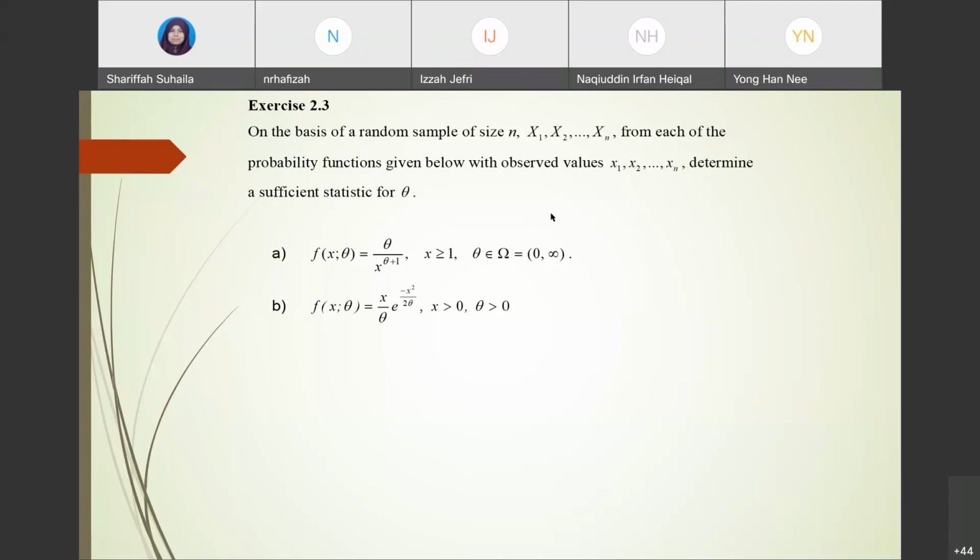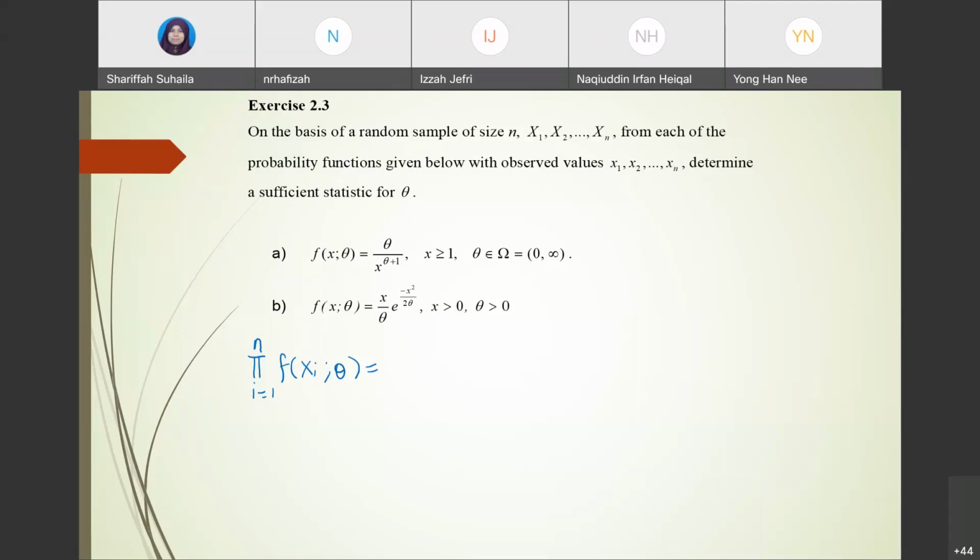Okay, so cuba kamu expandkan kita punya f(x; theta). So you have theta divided by x to the power theta plus 1. Okay, dapatkan dia punya joint PDF dia. Dalam bentuk macam mana kita dapat tu? So kita ada the first one here. Kamu dah ada this one, i equals to 1 up to n, f(xi; theta).